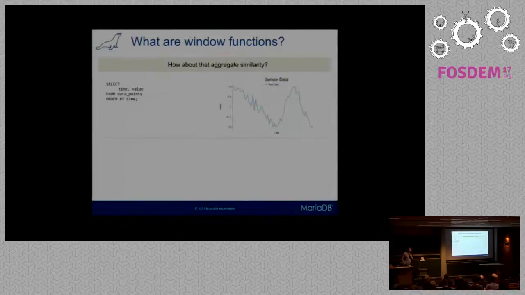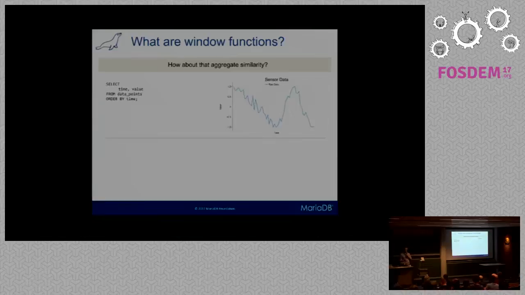Now, I also mentioned that window functions behave like aggregate functions and that they are computed over a set of rows. Let's look at this example. Say we have some sort of sensor that picks up data from time to time, and it puts that data into a table. We have the timestamp and the value that the sensor recorded. If we order it by time and plot it, we might get some sort of graph that resembles this one. We don't like the data because it's noisy, and we would like to smooth it out.